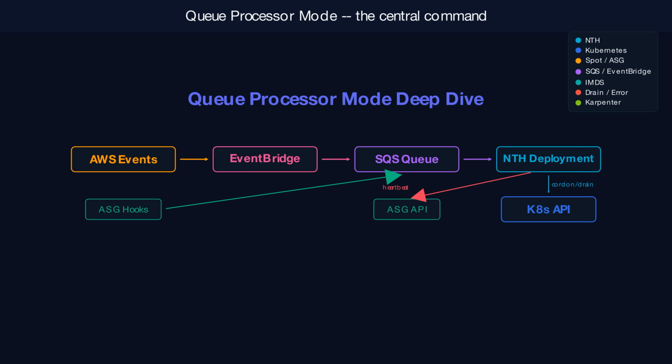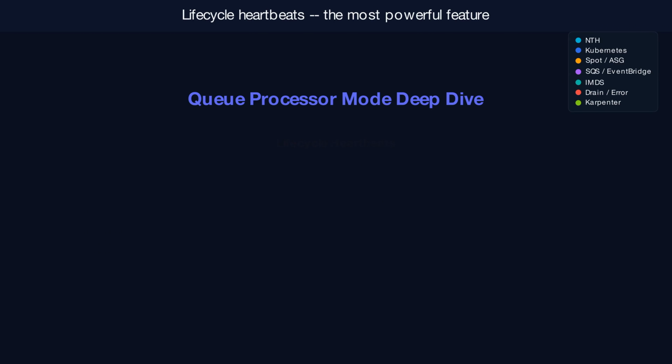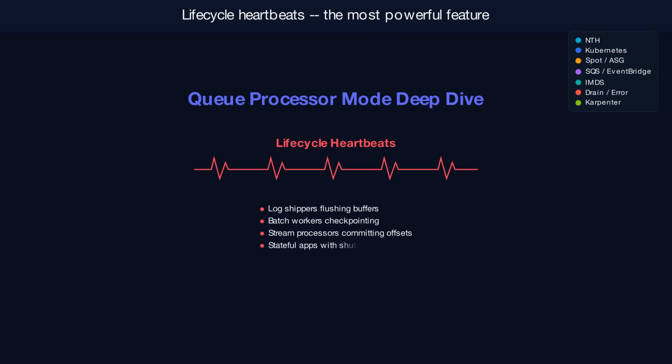The most powerful feature of queue mode is lifecycle heartbeats. When an ASG lifecycle hook puts an instance into a waiting state, NTH can send periodic heartbeats to extend that wait. This is invaluable when you have pods that need extra time. Log shippers flushing buffers, batch workers checkpointing progress, or stream processors committing offsets.